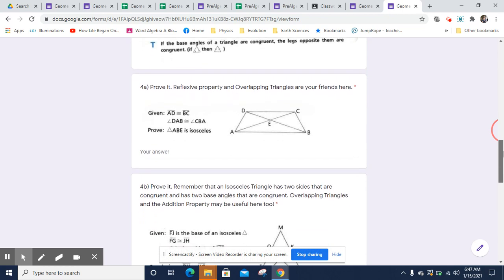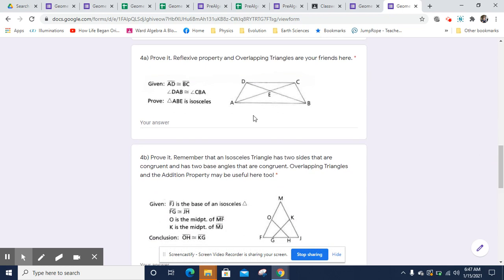Okay, here we go. So we're going to try and prove this. We want to prove triangle ABE is isosceles. And we've been given that AD and BC are congruent. So here's AD and BC. We've been given that those are congruent. So a little hash mark, a little tick mark, I should say there. And then we've also been told that DAB and CBA are congruent. So I'll label those. So we've been told that this angle and this angle are also congruent.